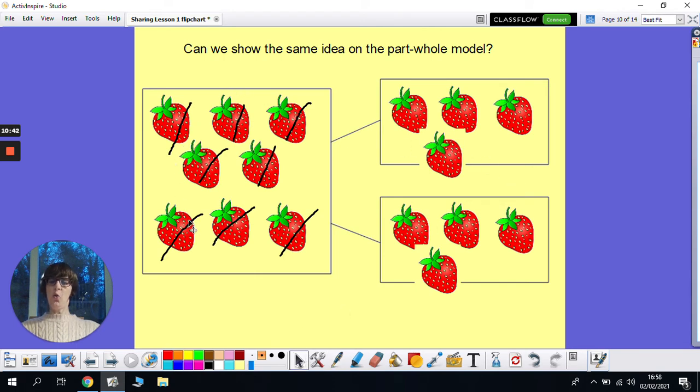I know all of them have been shared. We had 8 and they've been shared into a 4 and a 4. So I had 8 strawberries, shared them between 2 groups, gave each group 4 strawberries.